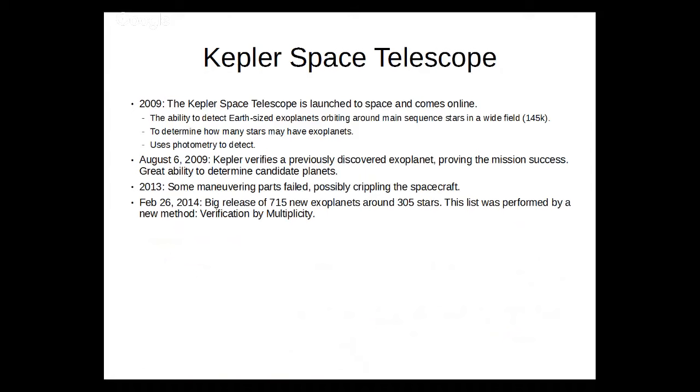But it's based on a new method, verification by multiplicity. So this is interpolation by saying we've been able to verify, from Kepler's candidate exoplanet transits, that this many exoplanets are really there that it detected. So in extrapolating those numbers of candidates, it was able to say that it found 715 new exoplanets around 305 stars. Not all verified, but it's a new method that we're using called verification by multiplicity.